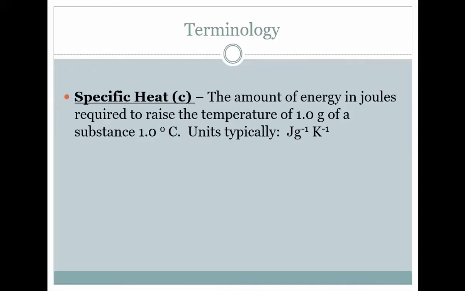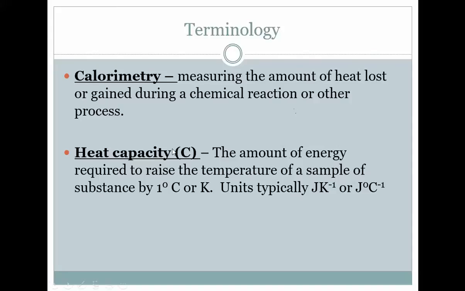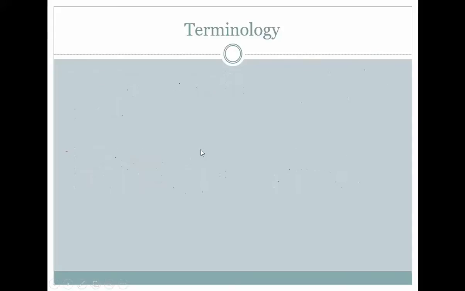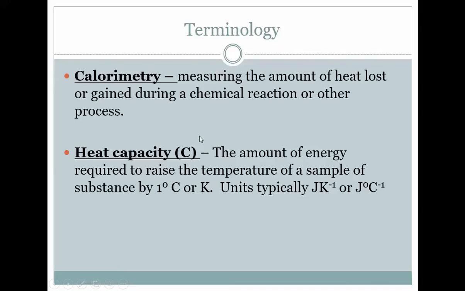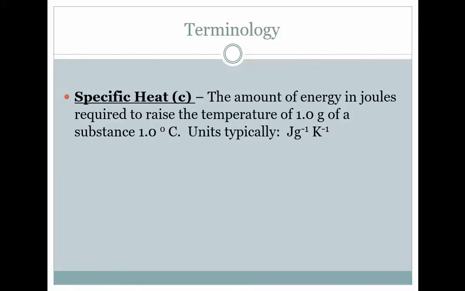Another thing, oh, by the way, notice this is a capital C here. Here's another fun little capital C lowercase key difference. Another thing that's closely related to heat capacity but slightly different is the specific heat. The amount of energy in joules required to raise the temperature of 1 gram of a substance by 1 degree Celsius. So units typically joule per gram degree Kelvin or joule per gram degree Celsius.